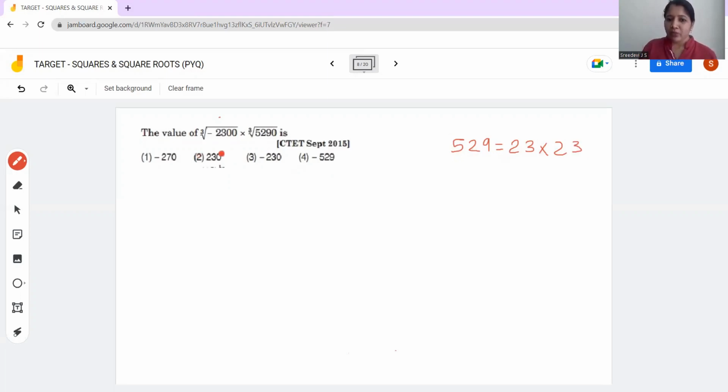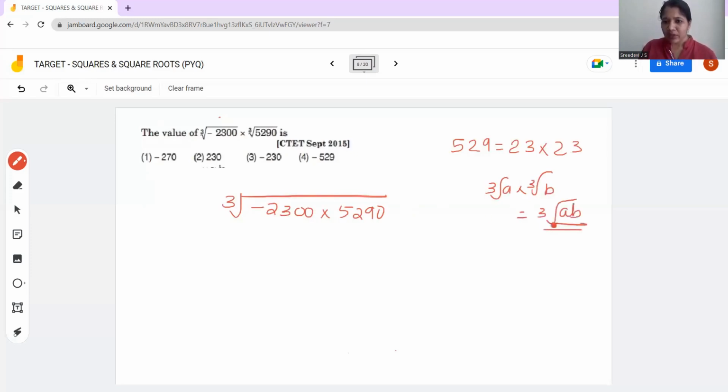So here I'm going to replace that. When we club it, cube root of minus 2300 multiplied by 5290, because we know that cube root of a into cube root of b is equal to cube root of a into b. Here you'll be able to see that 23 is already there, and the other number consists of two 23s, right? 23 into 23. So you can replace it: 23 into 100, then 23 into 23 into 10. So I can rewrite like this. Easily you will be able to understand.